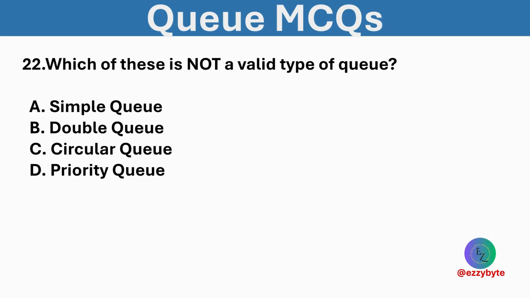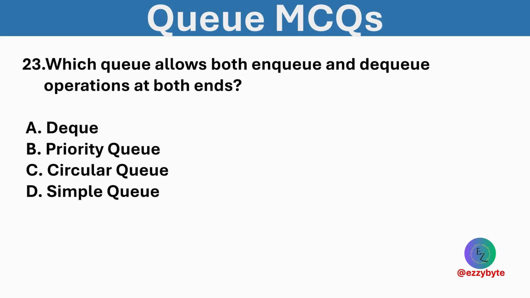Which of these is not a valid type of queue? Options are simple queue, double queue, circular queue, and priority queue. Option B is correct. Double queue is not a standard queue type. Which queue allows both NQ and DQ operations at both ends? Options are DQ, priority queue, circular queue, and simple queue. Option A is correct. A DQ, meaning double-ended queue, supports insertion and deletion at both ends.